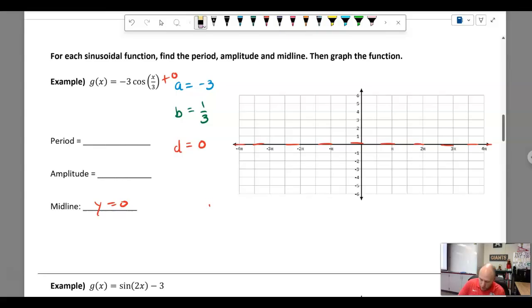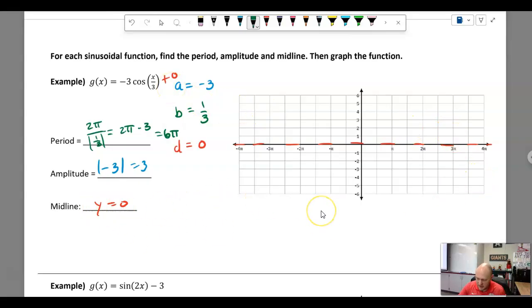I'll do amplitude first. Amplitude is the absolute value of A, which is -3. So amplitude is 3. And then period is going to be affected by the b value. So your period is 2 pi divided by whatever that is. When we divide by a fraction, we get a multiplication of the reciprocal, so times 3. So our period is actually 6 pi. Oh my gosh, this period is stretched out. So we're going to expect a long wave here.